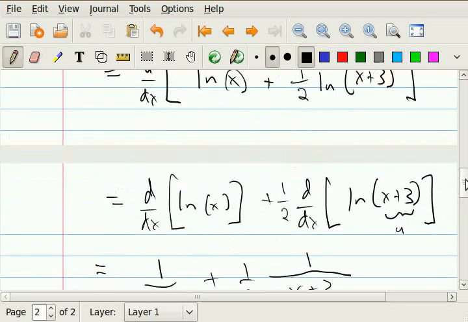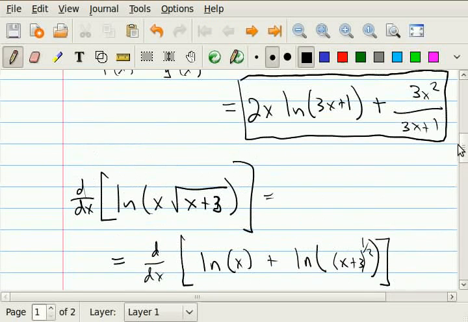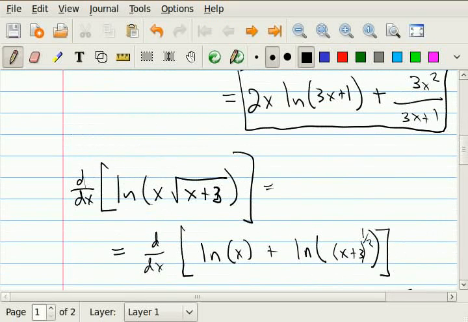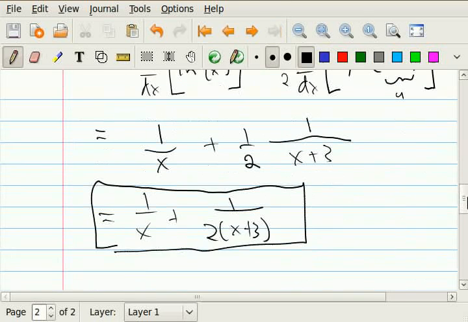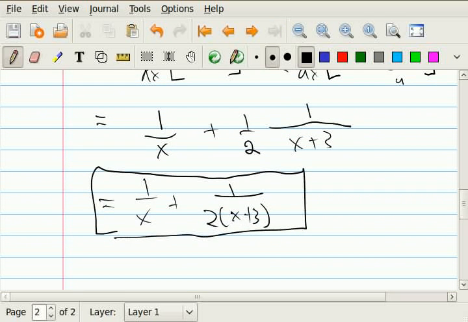Anyway, I put this in here. It's maybe something that if you saw the same example in the book, they wouldn't use these rules of logarithms first, but I think it makes it a lot easier. We don't have to use any complicated rules for derivatives if we can just simplify the logarithm first. So the derivative of that logarithmic function is just 1 over x plus 1 over 2 times the quantity x plus 3.